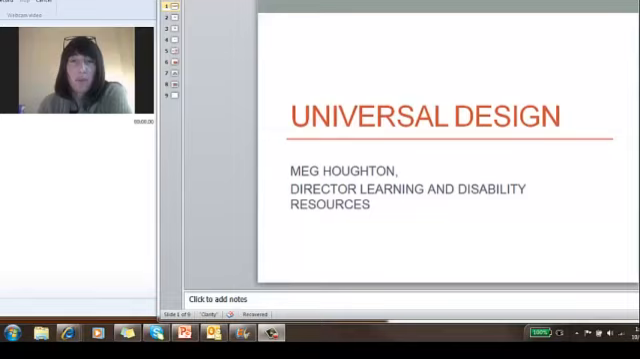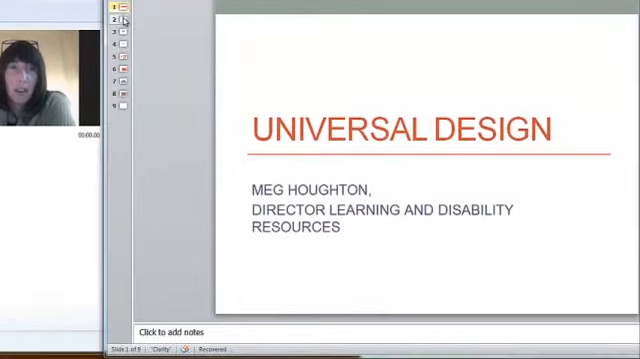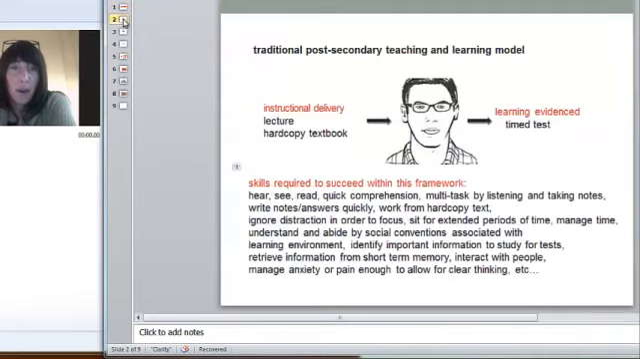I want to share with you briefly some information about the difference between the universal design model and the accommodation model. As you probably know, thinking back just to your own post-secondary experiences, there's a large over-reliance in post-secondary on the traditional teaching and learning model.